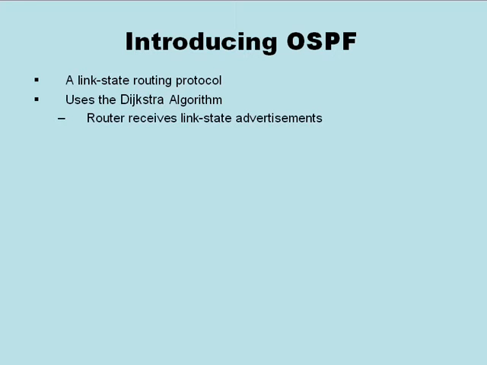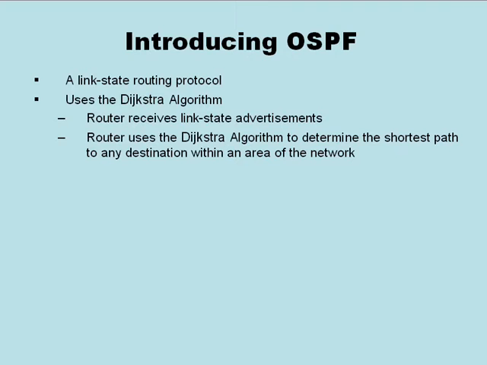Let's begin by reviewing some of the fundamentals of OSPF, which stands for Open Shortest Path First. It is a link state routing protocol, and the way it does its shortest path calculation is via a mathematical algorithm called the Dijkstra algorithm. You see, after a router receives link state advertisements, or LSAs, it can then use that Dijkstra algorithm to determine the shortest path to any destination network that it knows how to reach.